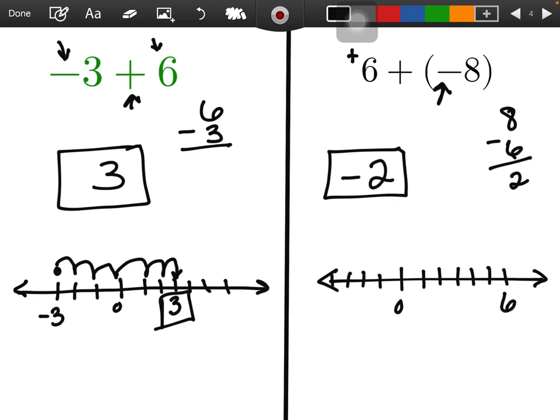Again, if I were to put this on a number line, here's 0, 1, 2, 3, 4, 5, 6. Okay, so I'm starting at 6, and I'm going to subtract out 8. Okay, so going 8, 1, 2, 3, 4, 5, 6, 7, and 8, I'm going to wind up on -2.